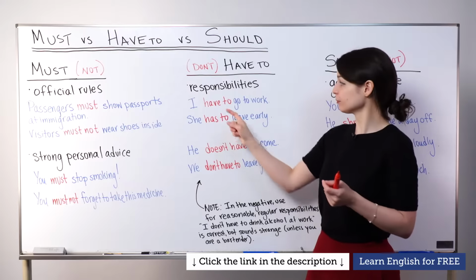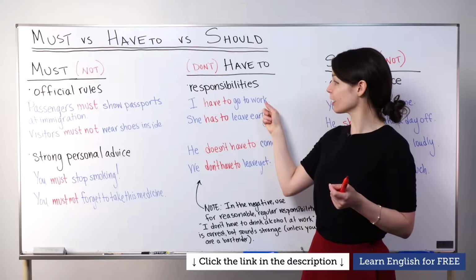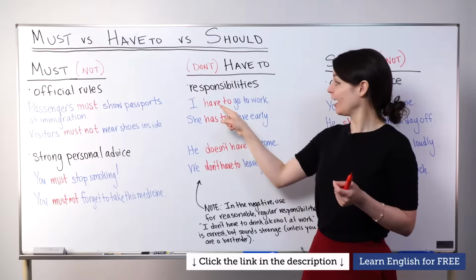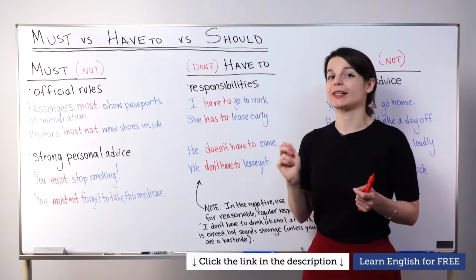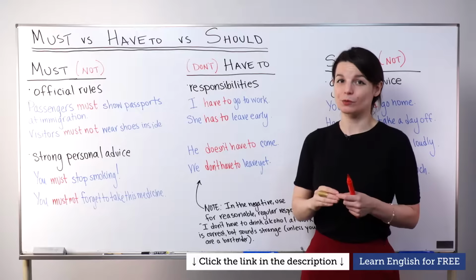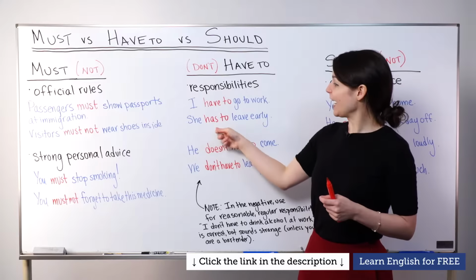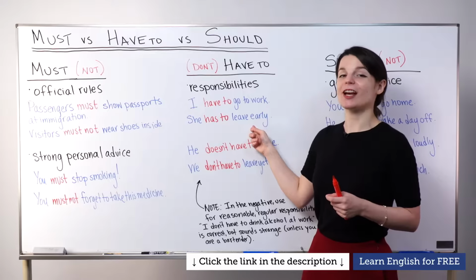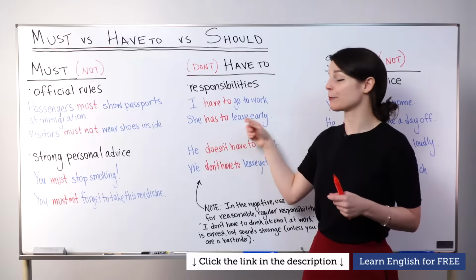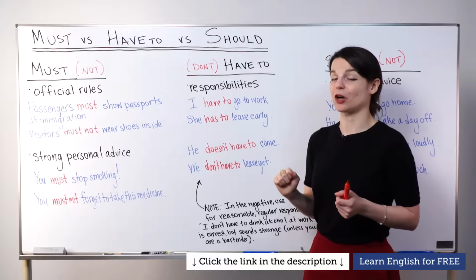For example, I have to go to work. Have to shows it's a responsibility. She has to leave early. She has a responsibility to leave early.